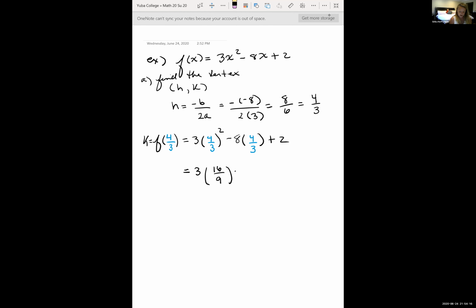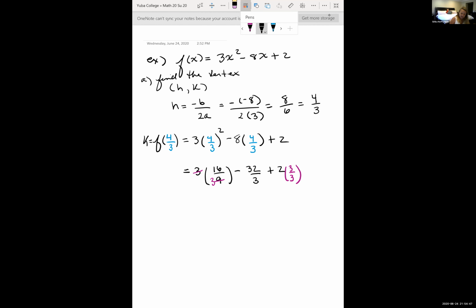minus, so 8 times 4 is 32/3 plus 2. So I notice that my first term, the 3, simplifies with a 9 in my denominator, giving me 16/3 left. So when I go back to combine these, I need a common denominator.